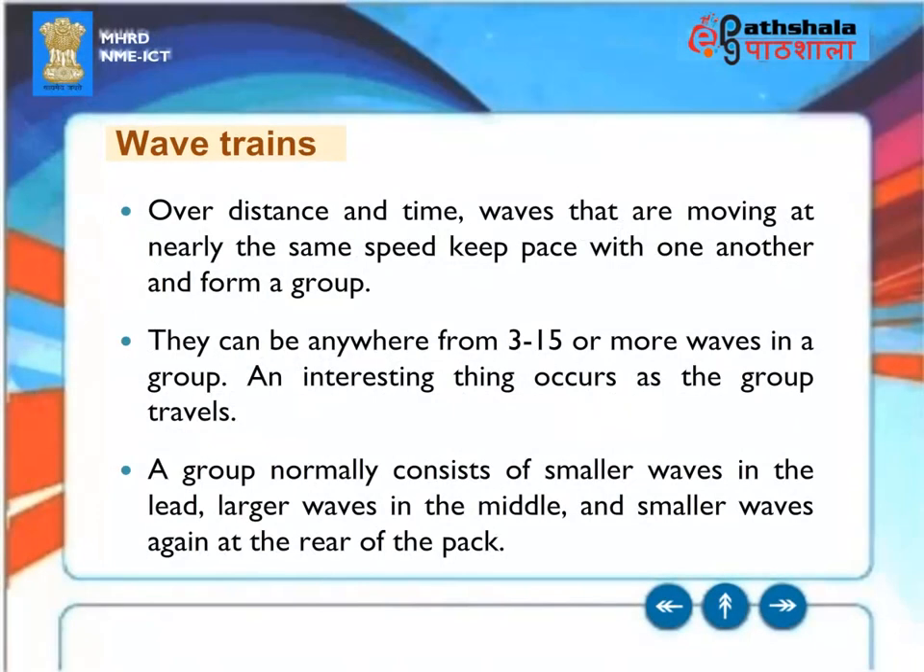Over distance and time, waves that are moving at nearly the same speed keep pace with one another and form a group. They can be anywhere from 3 to 15 or more waves in a group. An interesting thing occurs as the group travels. A group normally consists of smaller waves in the lead, larger waves in the middle, and smaller waves again at the rear of the pack.